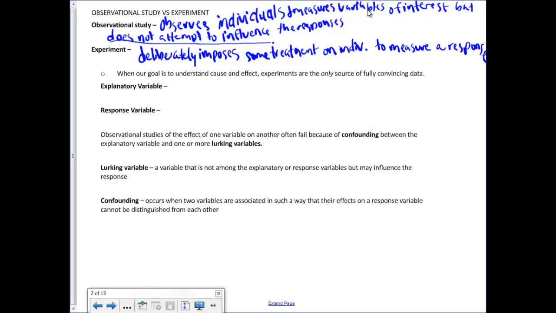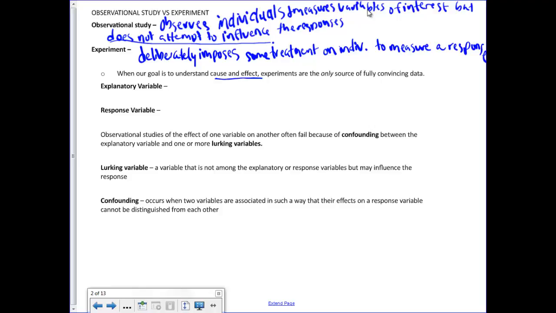Grab your books and turn to page 233. I should make note of this before we dive into the example in the book. It says here, when our goal is to understand cause and effect, experiments are the only source of fully convincing data. So if you want to talk about cause and effect, the only way you can is with an experiment.